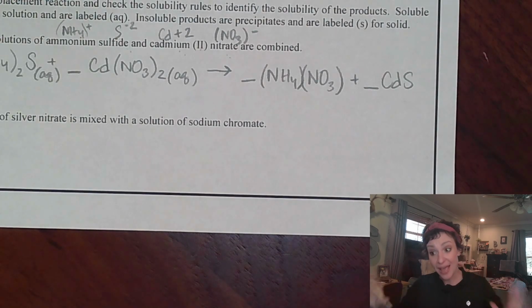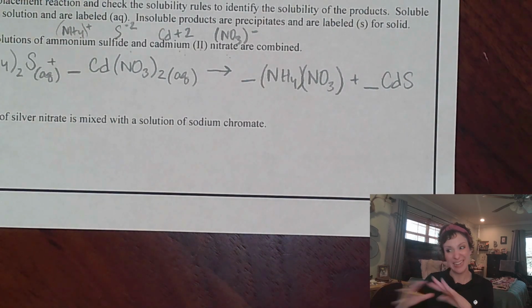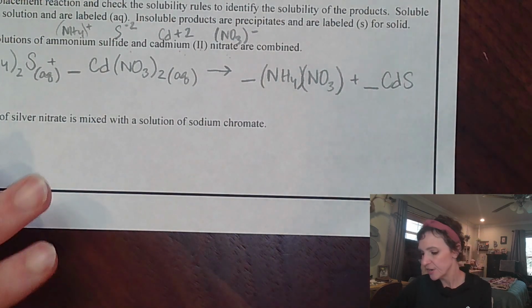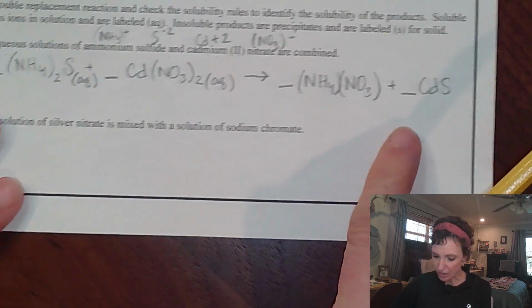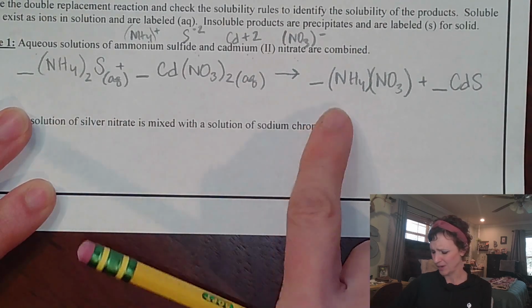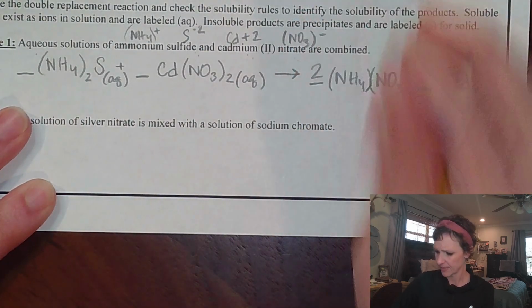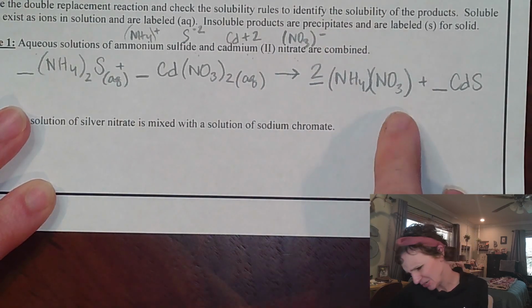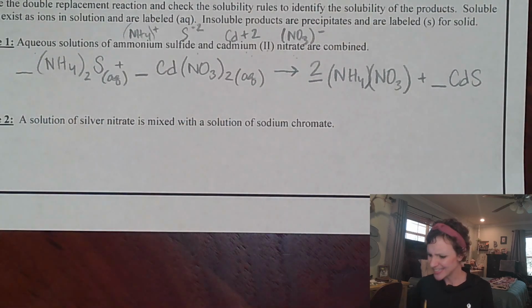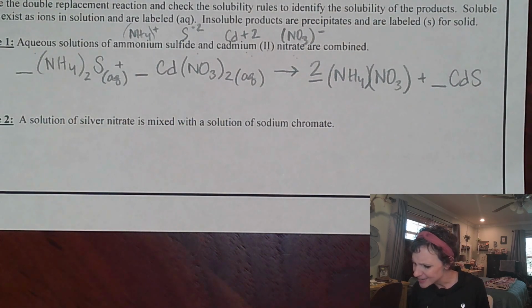Okay, now I'm ready to balance, but then I have to look at my solubility rules and figure out who's soluble and insoluble and all that fun stuff. For balancing here, it looks like I have 2 ammoniums on this side and only 1 on this side, so I put a 2 here, and that balances my ammoniums. But now it gave me 2 nitrates, and that's okay, I have 2 nitrates on there. Everybody else looks to be balanced to me.